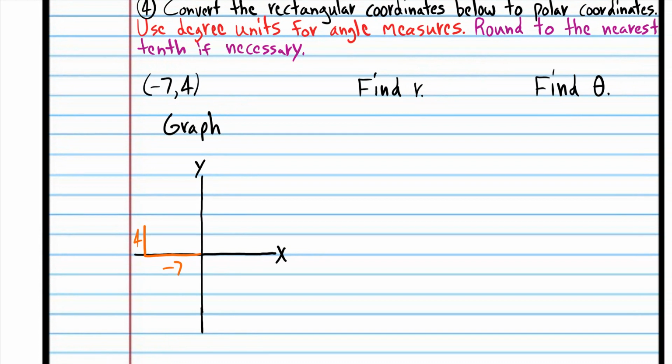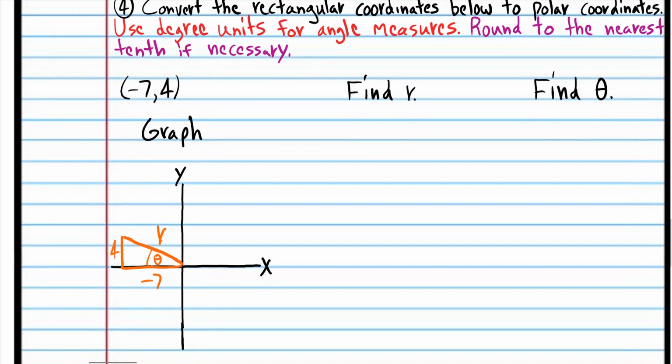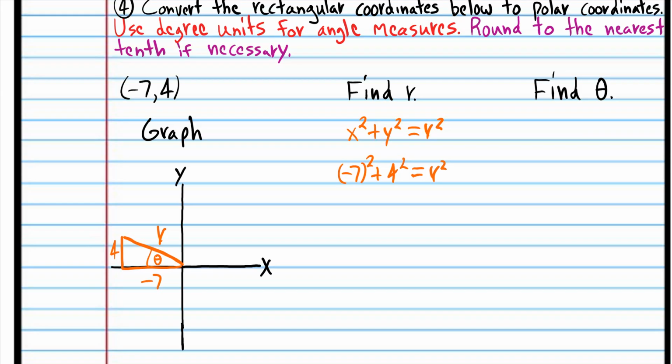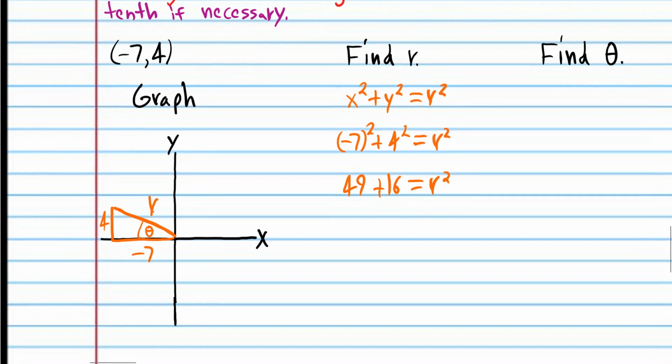Okay, so we have x and y. We don't want x and y. We want r and theta. But we can find r and theta using x and y. So how do we find r? Well, we know that x squared plus y squared is equal to r squared. So negative 7 squared plus 4 squared is equal to r squared. So we have 49 plus 16 is equal to r squared. And so r squared is equal to 65, and r is equal to plus or minus root 65.